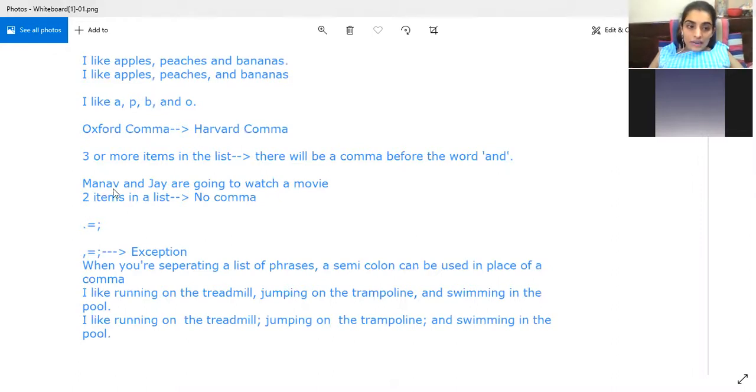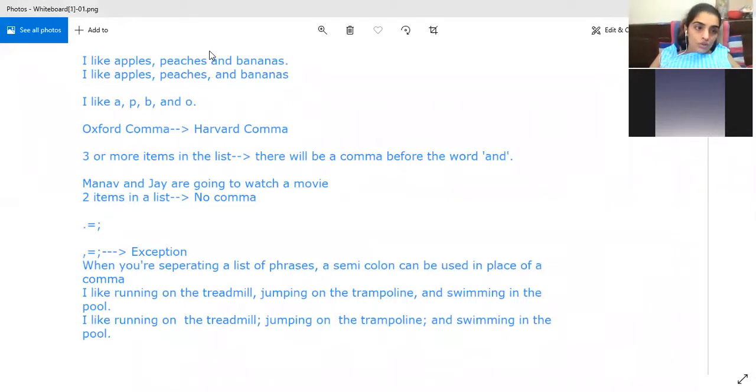But if it's Manav and Jay, then no. But if there's 3 or more items, then yes. Like if I say I like apples, peaches, bananas, and oranges. With 3 or more items, a comma before the word and. With 2 items or fewer, no comma before the word and.